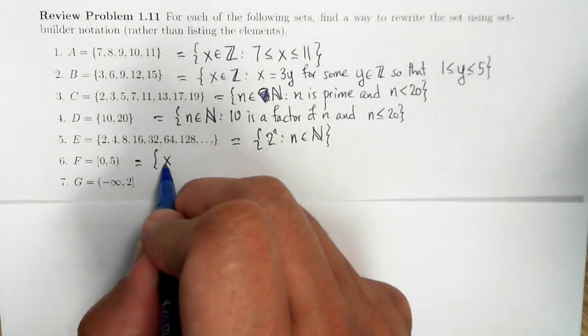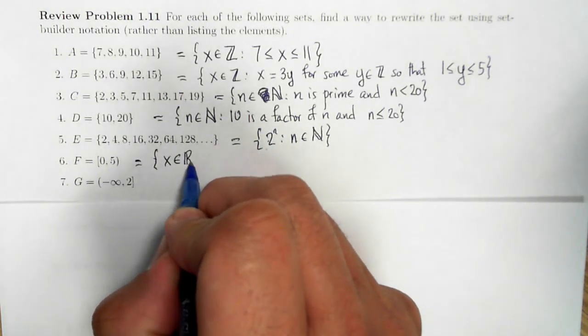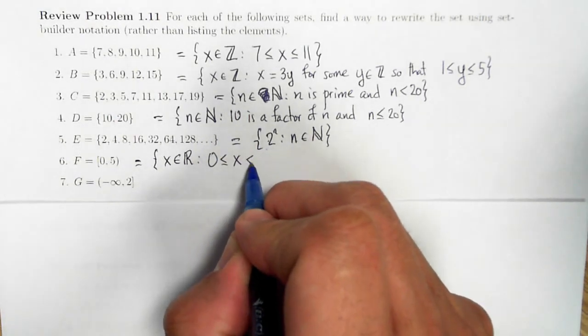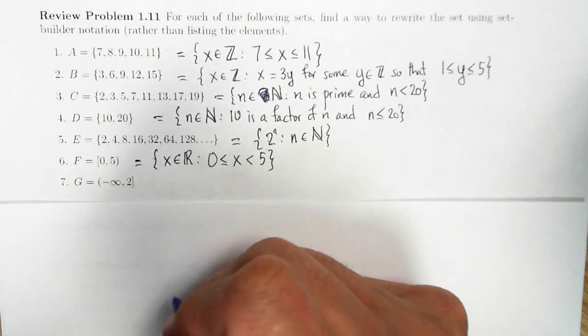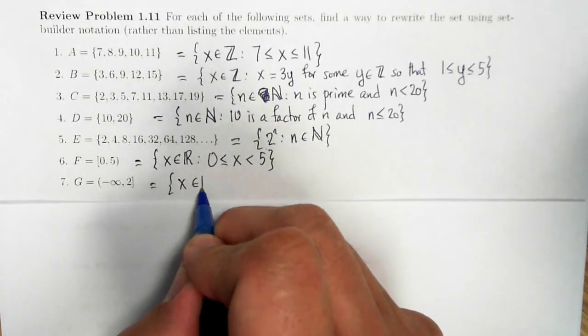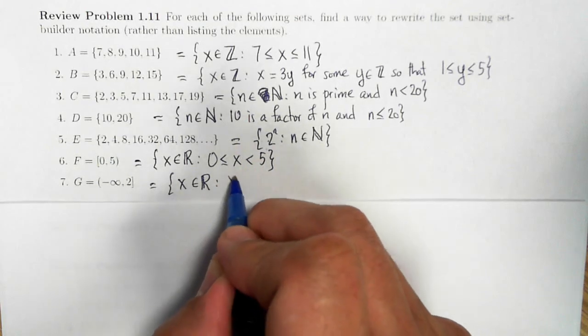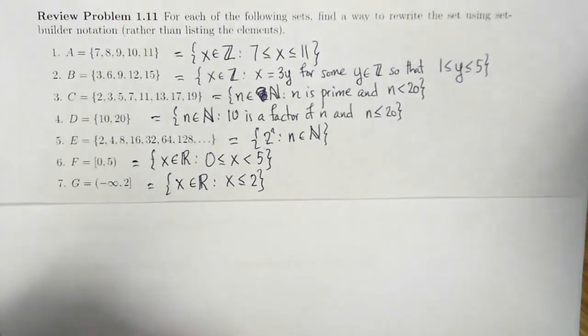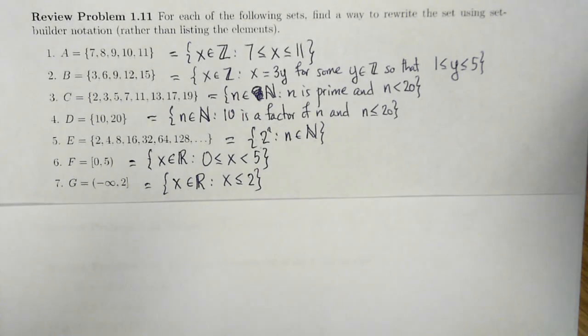This is the set of all real numbers, such that x is greater than or equal to 0, but less than 5. And finally, this last one is the set of all real numbers, such that x is less than or equal to 2. And so that would be the ways of writing all of these using set builder notation.